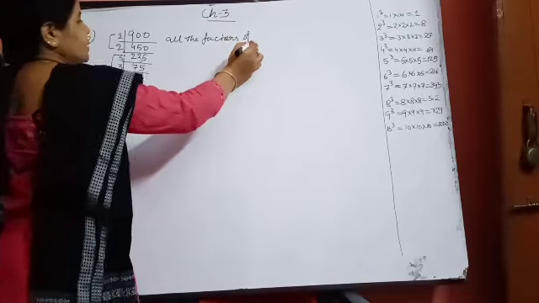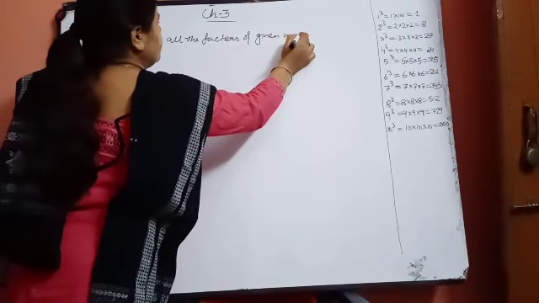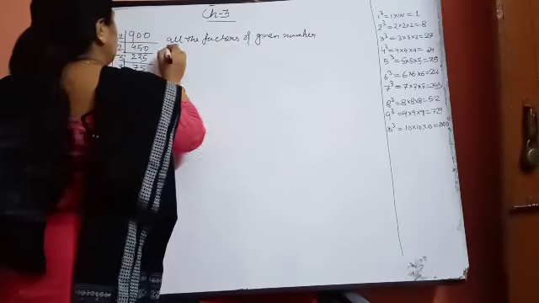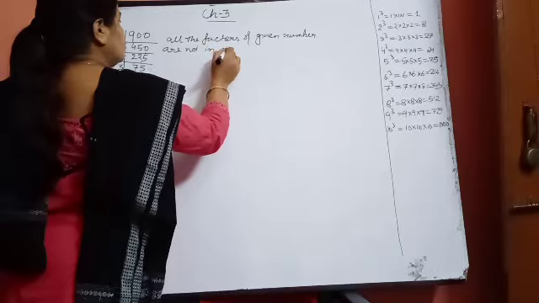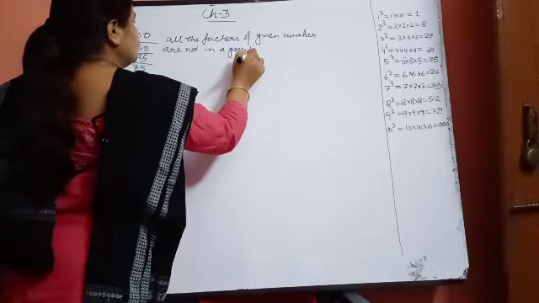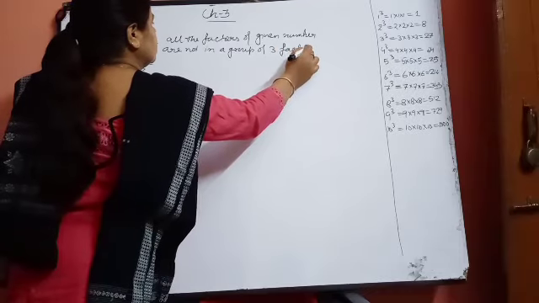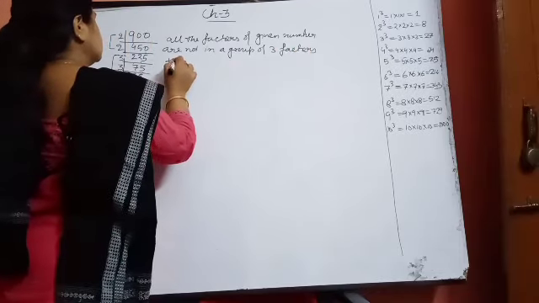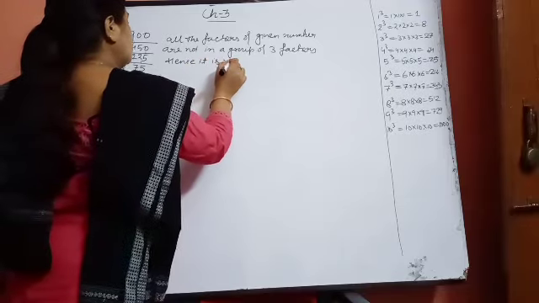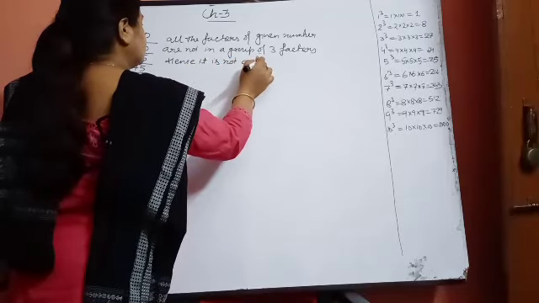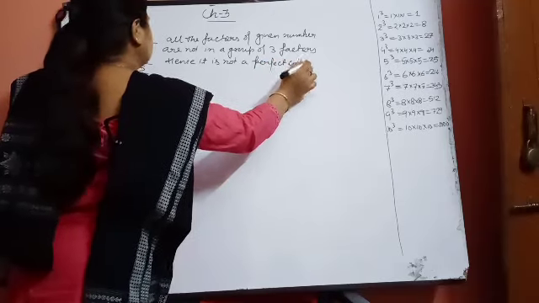of given number are not in a group of 3 factors. Hence, it is not a perfect cube. Only this much you have to do.